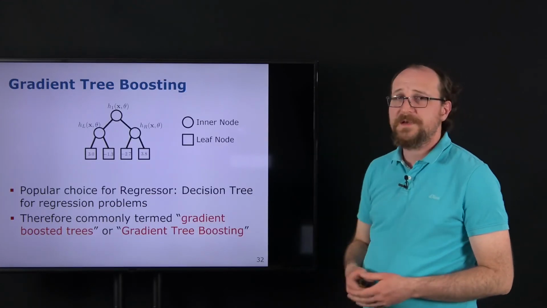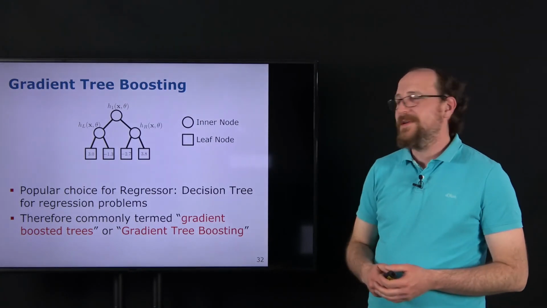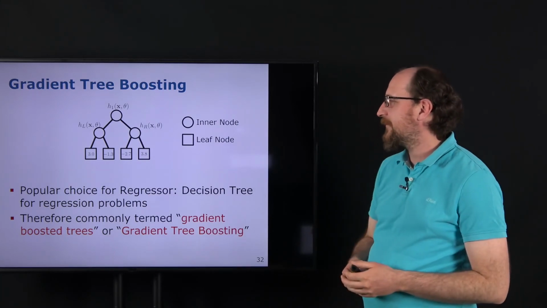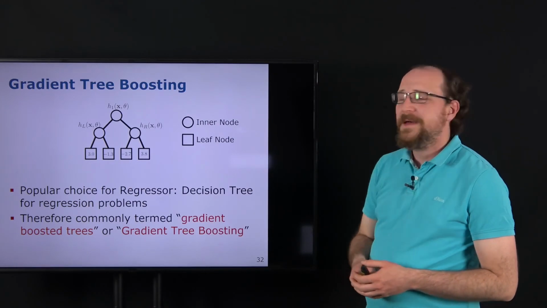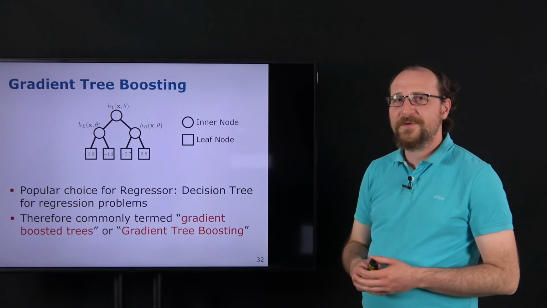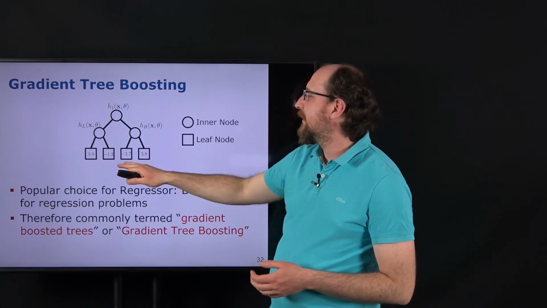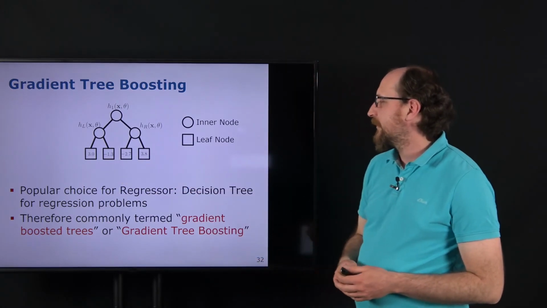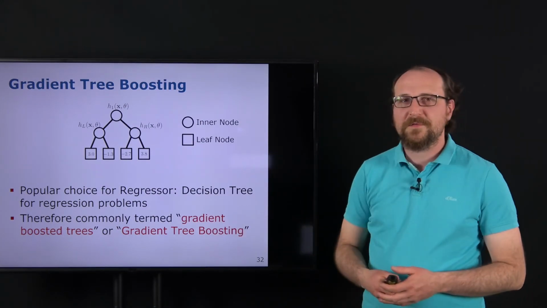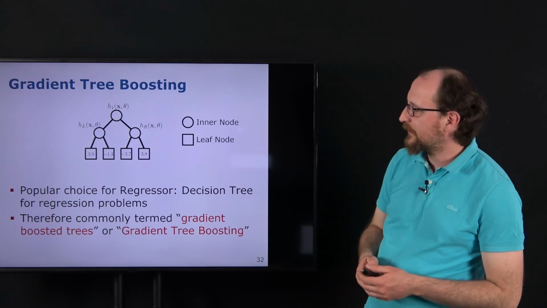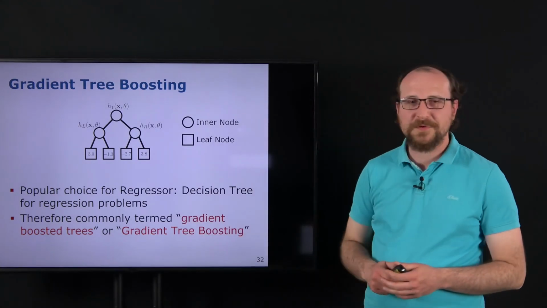And one specific case, again, decision trees, are very popular because they are simple. It's the so-called gradient tree boosting. For the regression approach, we now have a decision tree for regression problems. The difference to the classification tree is that the regression tree is basically just returning real values. Therefore the name for this specific kind of gradient boosting is gradient boosted trees or gradient tree boosting, and I will now use the term gradient tree boosting.